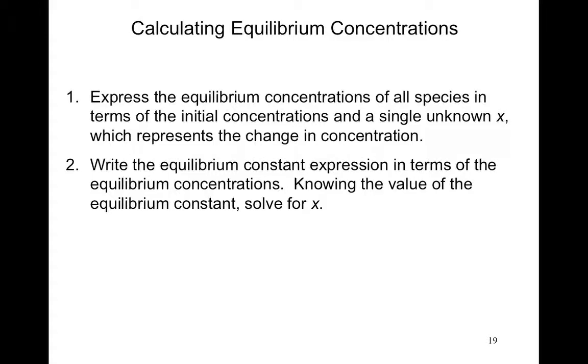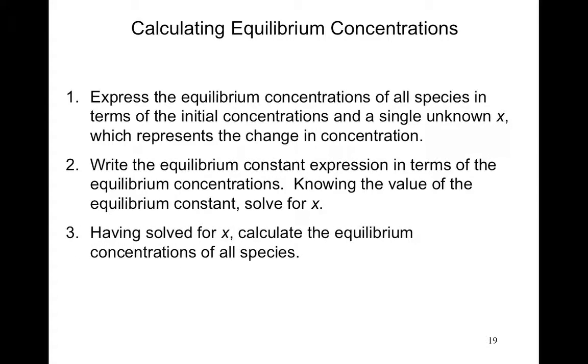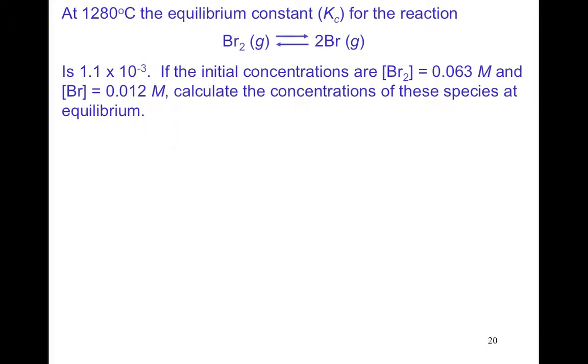So we express our change. We write an equilibrium constant in terms of the concentrations, and then we try to solve for x. Once we solve for x, then we calculate the equilibrium concentrations for all the species. Just like everything we've done in chemistry, talking about it doesn't get us very far, but practicing it does. So let's jump straight to that. At 1280 C, the equilibrium constant for this reaction is 1.1 times 10 to the negative 3.